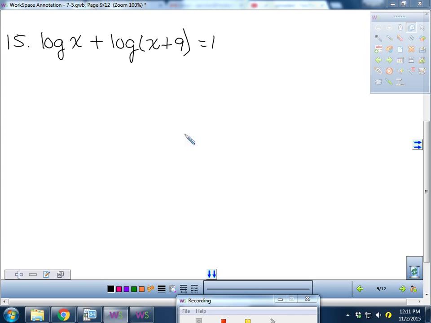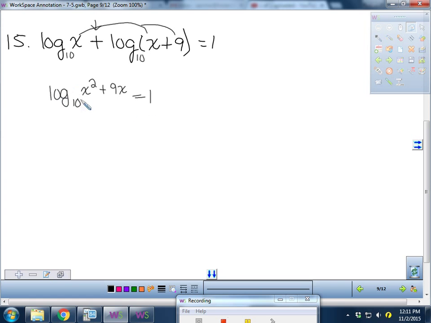All right, number 15. You will notice that you have 2 logs. Both of those logs have a base of 10. So therefore, to condense this down into 1 log, I notice that I am adding. So that means I would multiply the x and the x plus 9. So I'll keep the log base 10. I have to distribute that, so it's x times x is x squared. And x times 9 is 9x. And I've got equals 1.